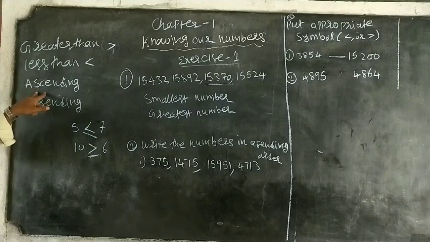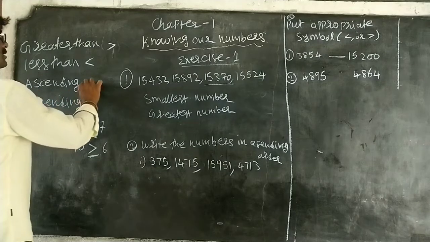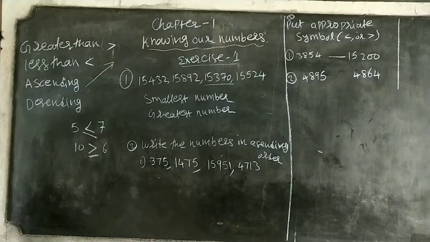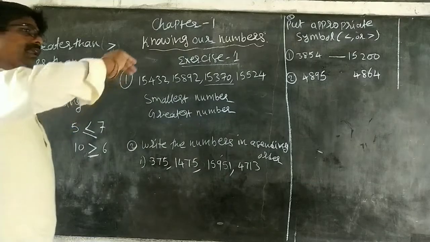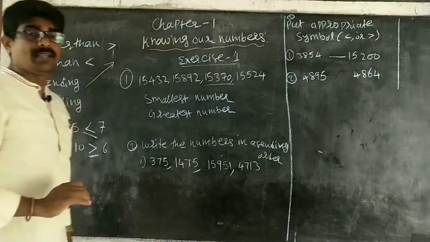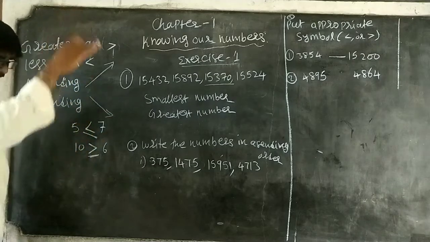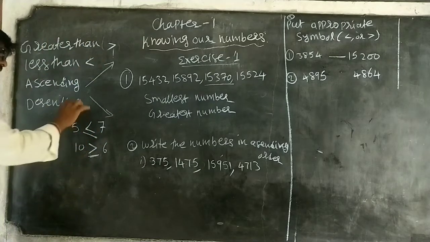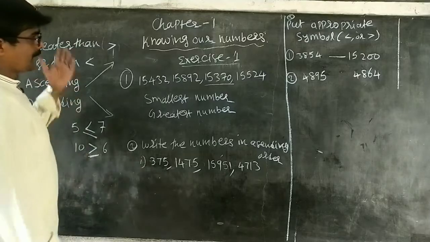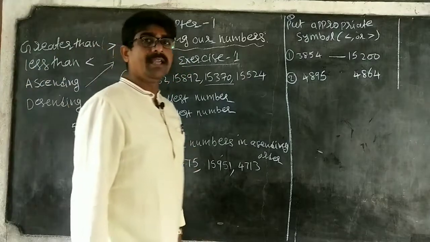Next, ascending order. Ascending order means small to big. How to write small number to big number. Descending means big number to small, decreasing. Okay, that is descending order. Based on this, we are going for exercise.